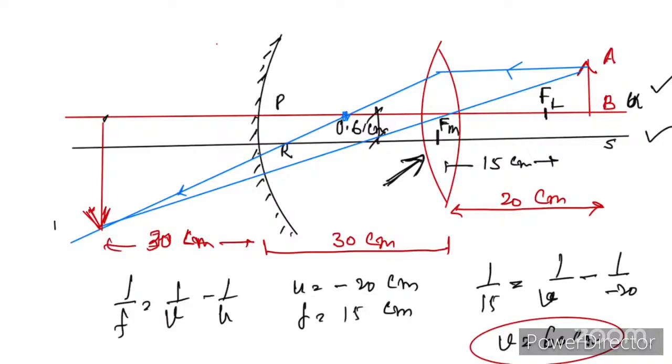Correct. So this is the image we have formed through the lens. Now this image will act as an object to the mirror, and let us draw the image where it is going to form.